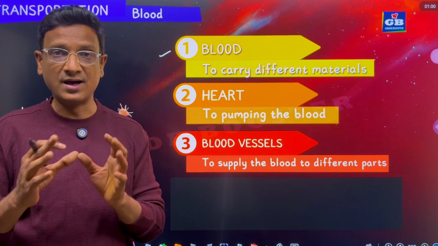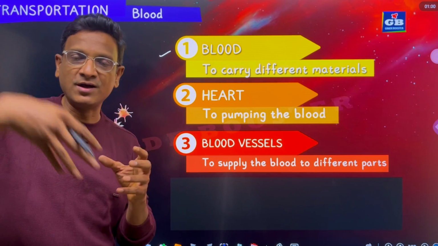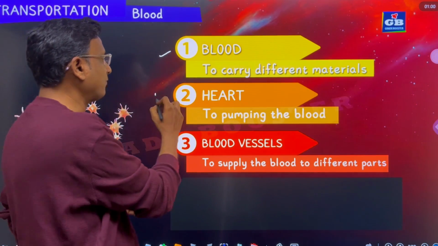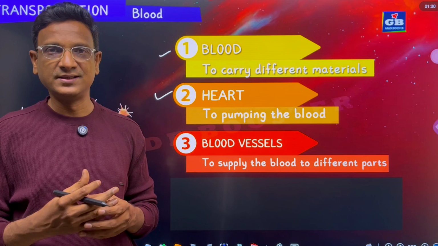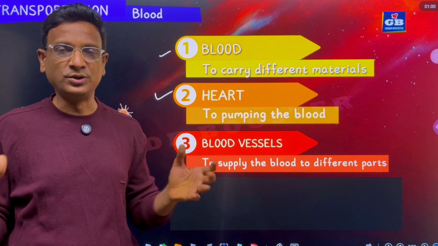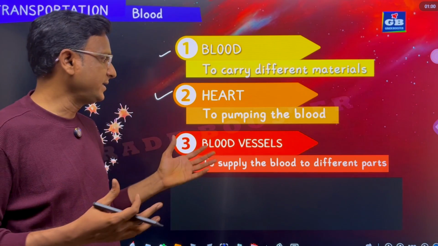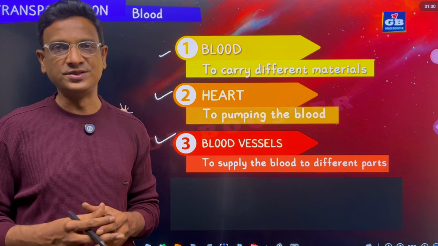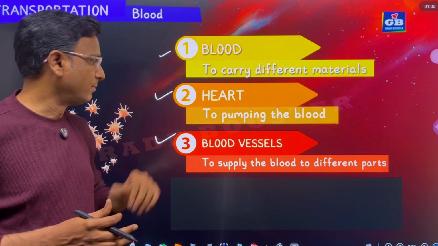And the second one, heart. Heart is the pumping organ. It circulates the blood in our body. The blood moves in our blood vessels due to the pumping of the heart, right? And the third one is blood vessels. These are the channels, the pipelines that extend to all parts of our body, connecting each and every cell of our body. They form the network of channels, nothing but the blood vessels. So these are the three main components of the human transport system or human circulatory system. What are they? Blood, heart and blood vessels.